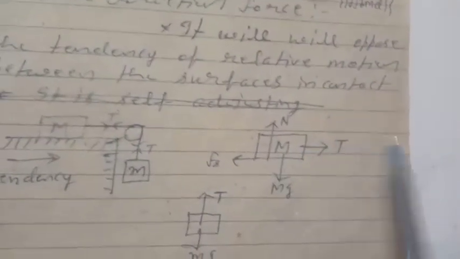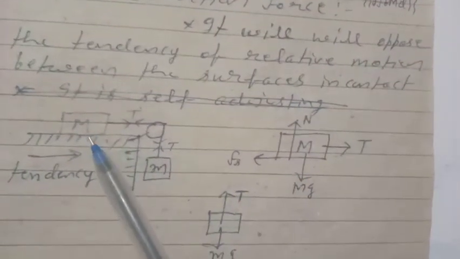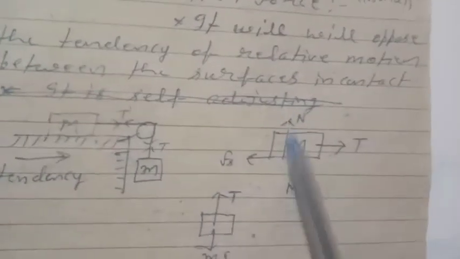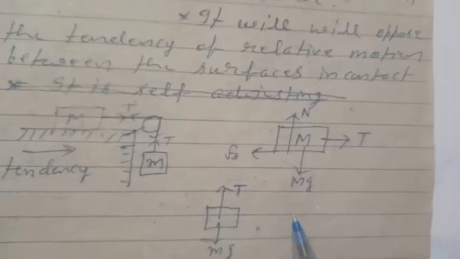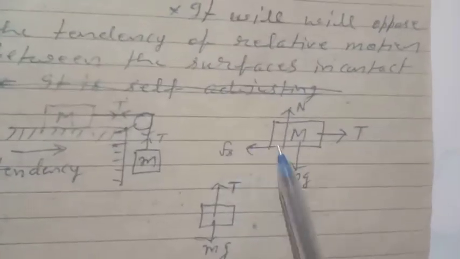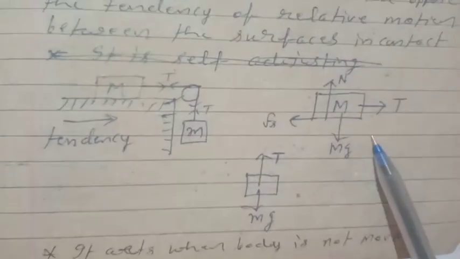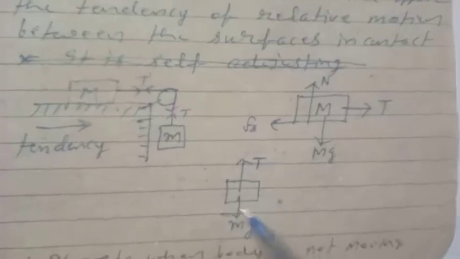Here the tension is acting in this direction. Normal reaction, that is the normal contact force of the table or surface, is acting in this direction, particularly upward. Weight of the body is acting in the downward direction. Force of friction is acting in this direction. And for this body, if you draw the FBD, then there are only two forces here: one is the tension of the string, and the other is the weight, which is shown here.